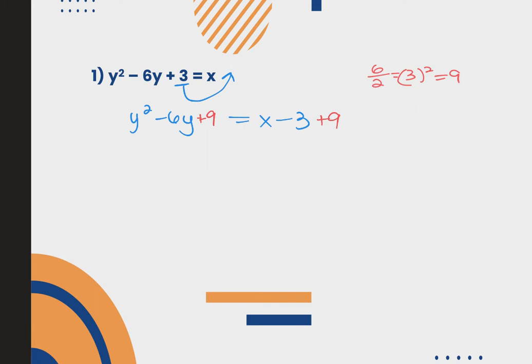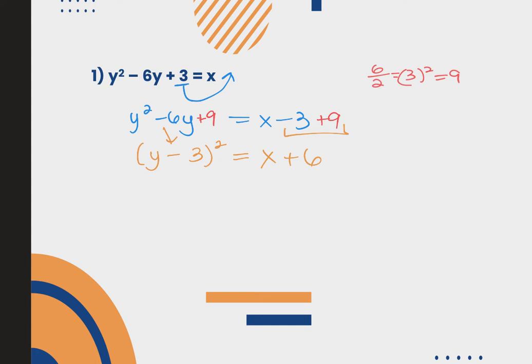On the left-hand side, I'm going to factor. Square root of y squared is y. Square root of 9 is 3. Sign from the middle is minus. Put it in parentheses and square it. Equals, I'm going to combine these two. Negative 3 plus 9, which is positive 6.